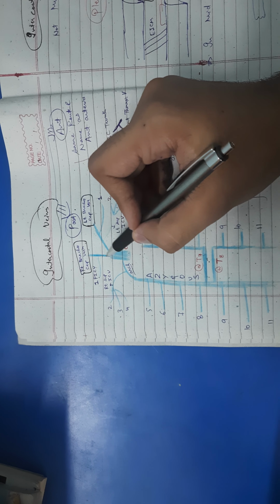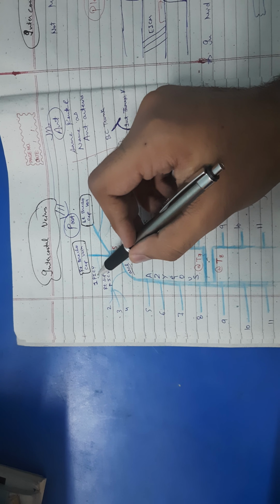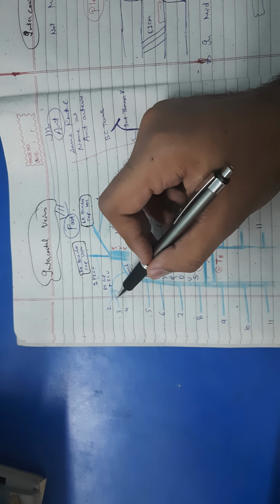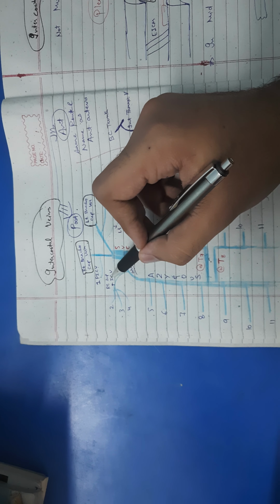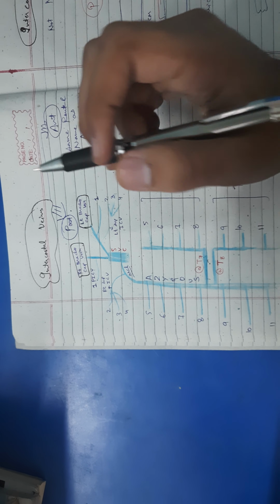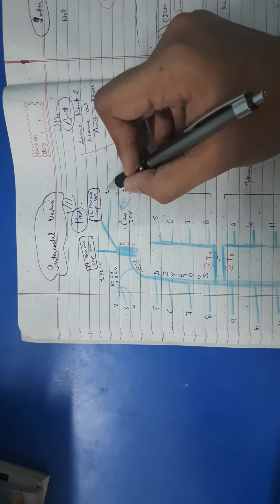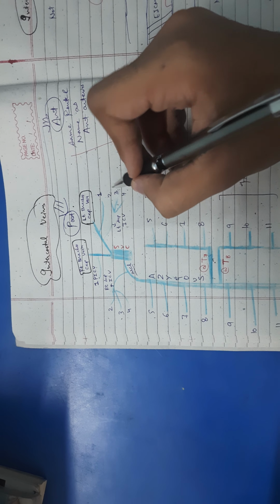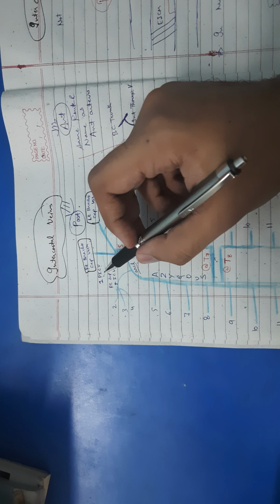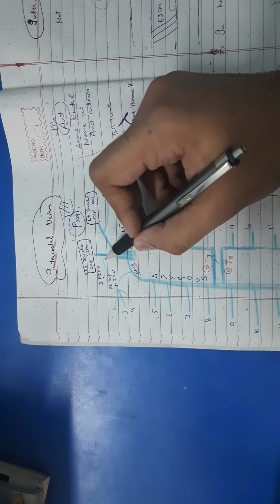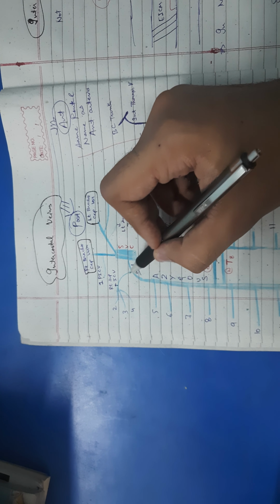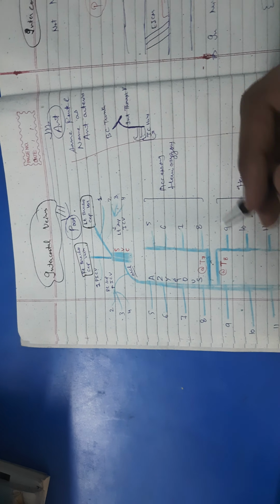Then posteriorly, the first posterior intercostal vein drains directly to the right brachiocephalic vein. The second, third and fourth form the right superior intercostal vein, so just remember this. On the left side, the first to fourth intercostal veins drain into the left brachiocephalic vein. Only the first posterior intercostal vein drains into the right brachiocephalic vein, and the second, third and fourth drain into the arch of azygos. So how is the azygos formed?